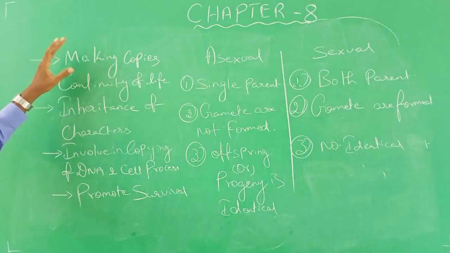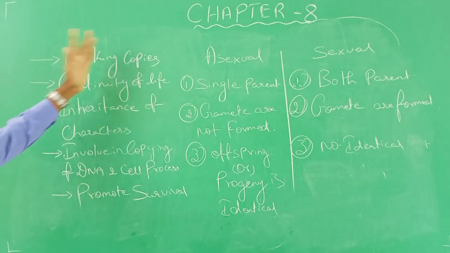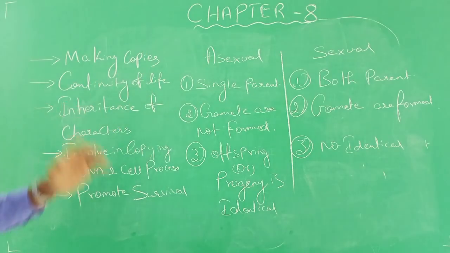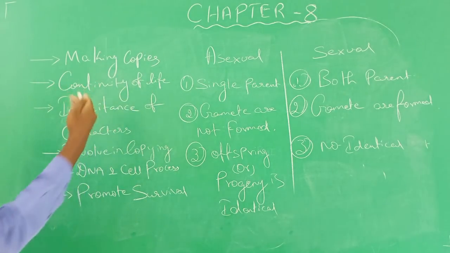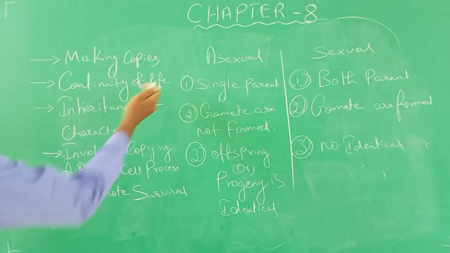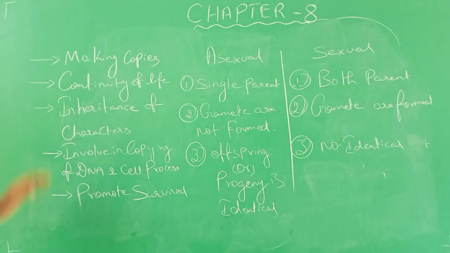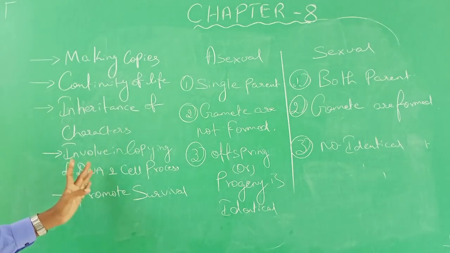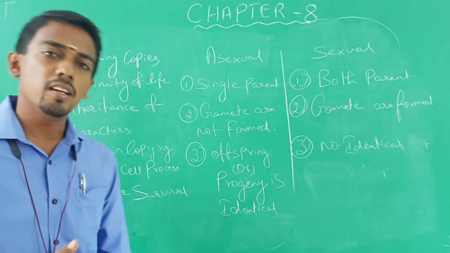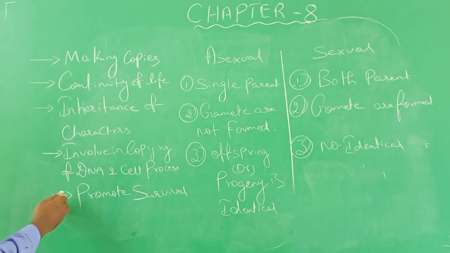Once again, reproduction is making copies of an organism of its own kind, and reproduction enhances the continuity of life, and reproduction enhances the inheritance of characters from parents to the offspring. Reproduction involves copying the DNA, that is a gene and cellular process, and also reproduction promotes survival. This, I told you, can be related with evolution.